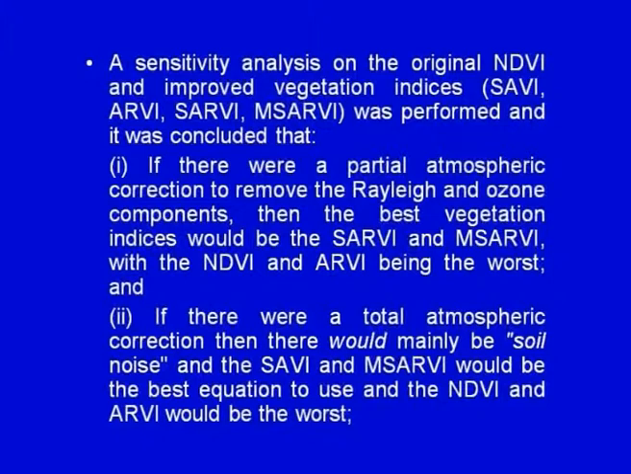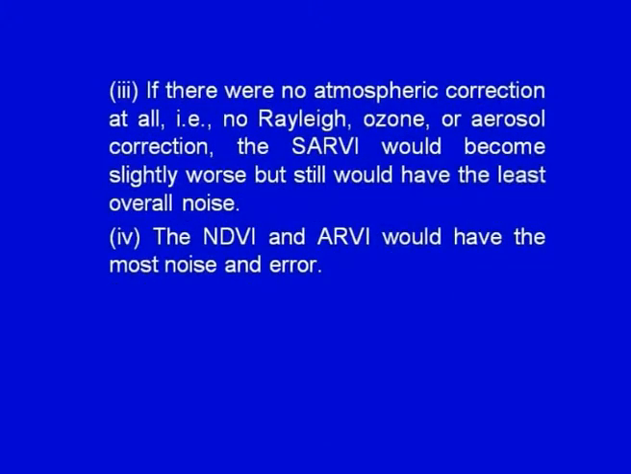And if there is a total atmospheric correction, then there would be mainly soil noise, and the SARVI and MSARVI would be the best equation to use, and NDVI and ARVI would be the worst. If there were no atmospheric correction at all, that is no Rayleigh, no aerosol or no ozone correction, then SARVI would become slightly worse, but still would have the least overall noise. The NDVI and ARVI would have the most noise and error.